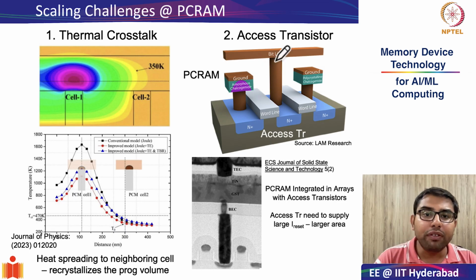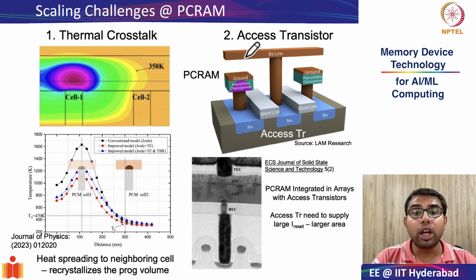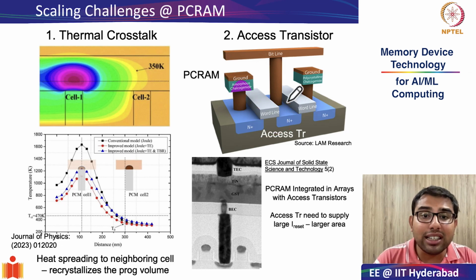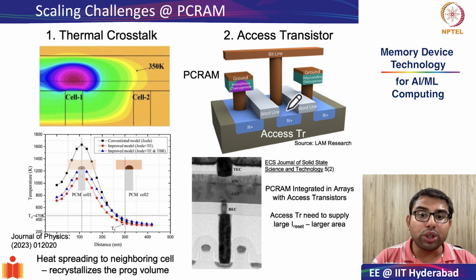So here I have shown you the 1T1R implementation in the case of PCRAM. This is your PCRAM, which is 1R, and 1T is your access transistor. Let us look at this architecture carefully. The source of your access transistor is connected to the bit line, whereas the drain of the access transistor is connected to the bottom electrode of your PCRAM. Furthermore, the word line of the cell is connected to the gate of the transistor.